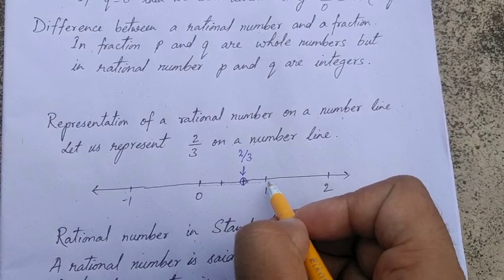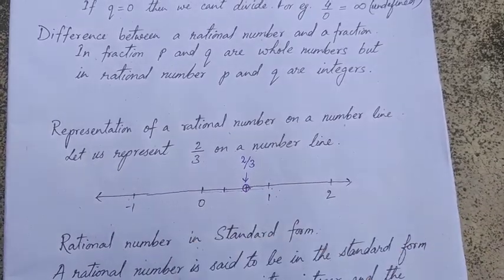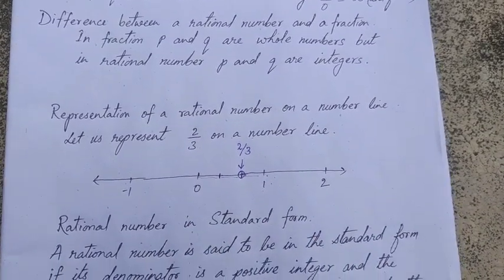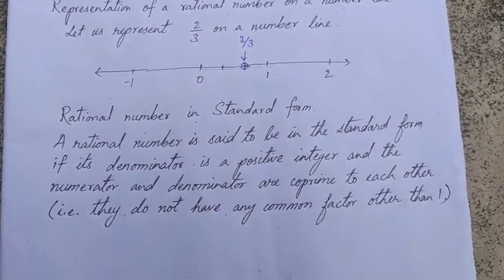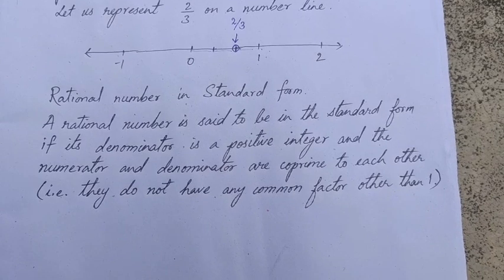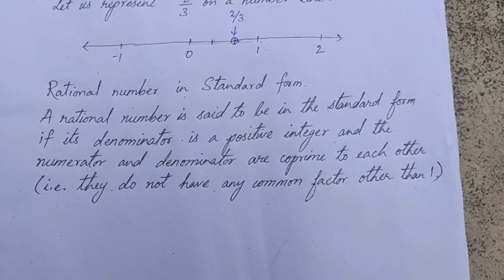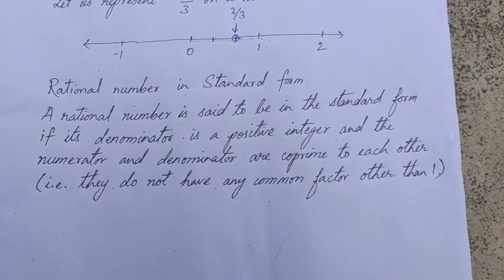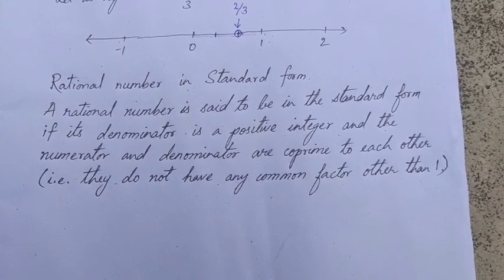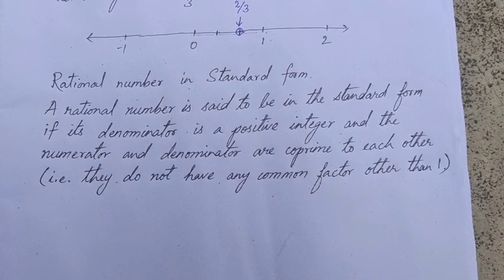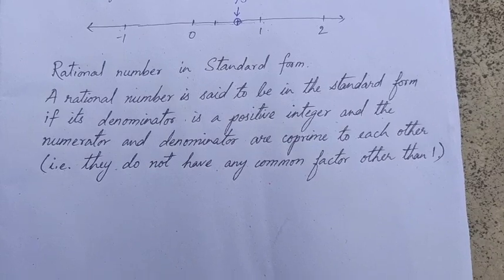So another video is there for the representation of rational number. Over there I have shown different numbers represented on the number line, so you can follow that also. Next is rational number in standard form. Now what is a standard form? A rational number is said to be in the standard form if its denominator is a positive integer and the numerator and the denominator are co-prime to each other. Now what is co-prime? Co-prime means they do not have any common factor other than 1. They will have only one common factor, that is 1.